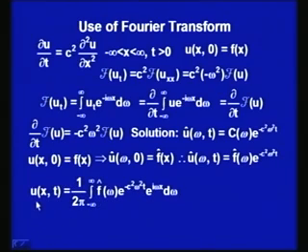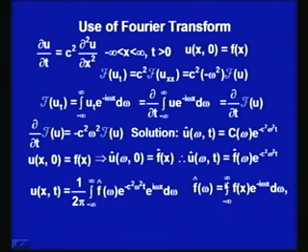So, let us write it out: u x comma t is 1 upon 2 pi integral from minus infinity to plus infinity of f hat omega into e to the power minus c square omega square t, and for the inverse Fourier transform I have to multiply it with e to the power i omega x and integrate with respect to omega. Now, if I write f hat omega using the definition, it is the integral from minus infinity to plus infinity of f x e to the power minus i omega x dx.